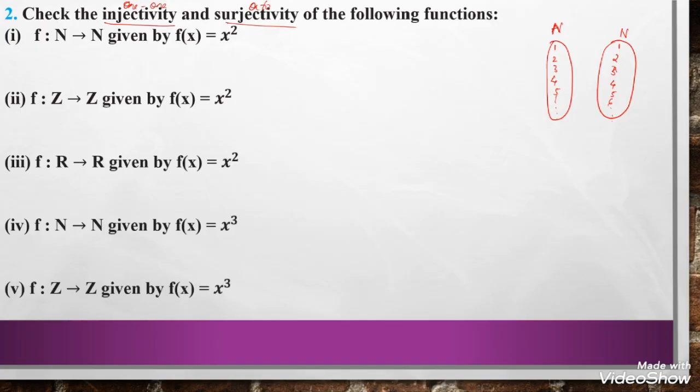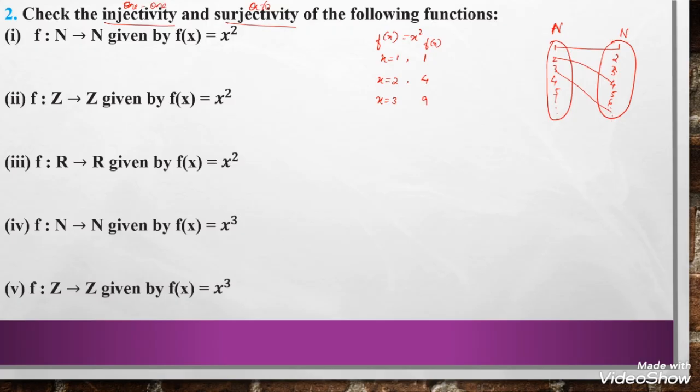Okay, so now I will apply the function f of x is equal to x square. When I substitute x is equal to 1, then 1 square will be 1 only. Then x is equal to 2, what is the value of f of x? Here, f of x is 4. Then x is equal to 3, then f of x will be 9. So 1 is related with 1, 2 is related with 4, 3 is related with 9, and so on.